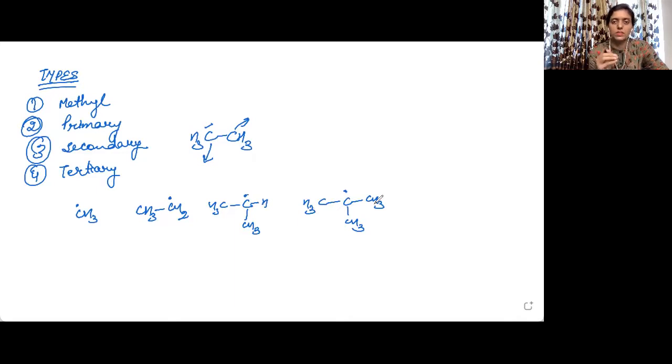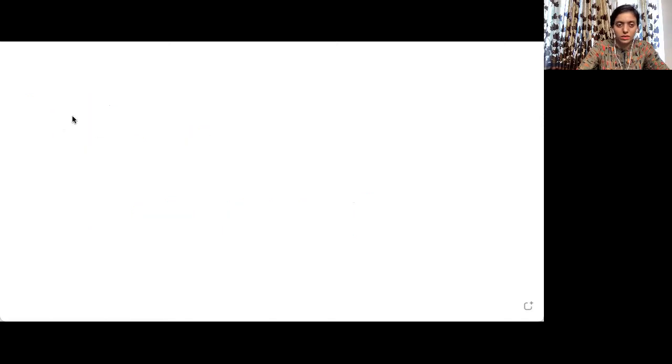When we were discussing hyperconjugation, we said that the stability of free radicals can be explained on the basis of hyperconjugation. Now let us draw the hyperconjugating structures for these free radicals. Okay, if we consider methyl free radical, it has no alpha hydrogen, because it does not have an alpha carbon. The carbon next to the free radical carbon will be the alpha carbon. So it is not having any alpha carbons. There is no alpha hydrogen. So no hyperconjugation.